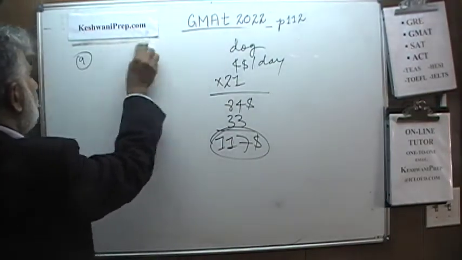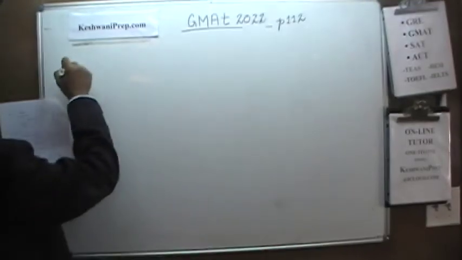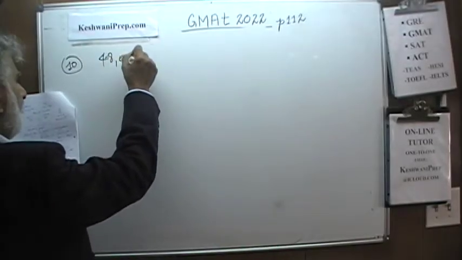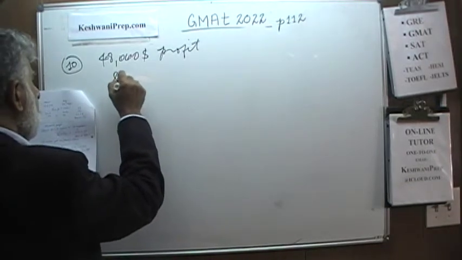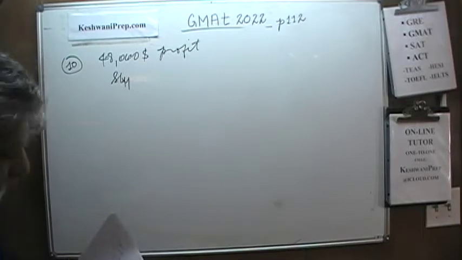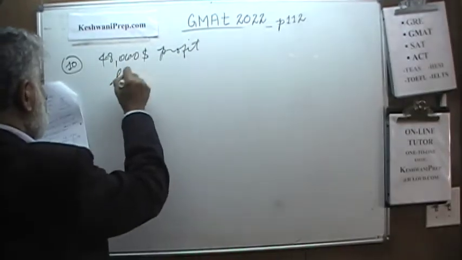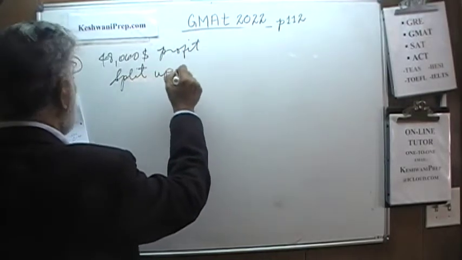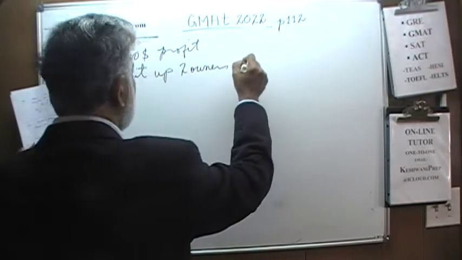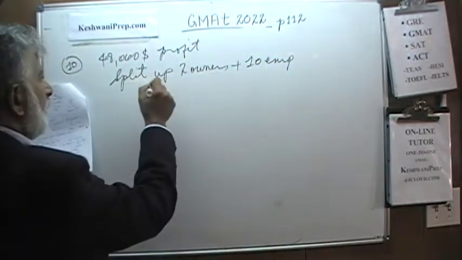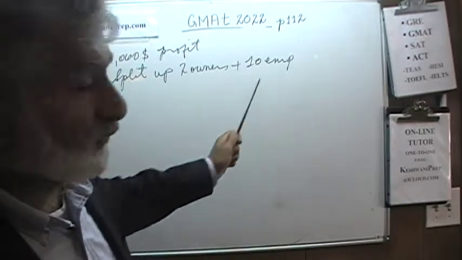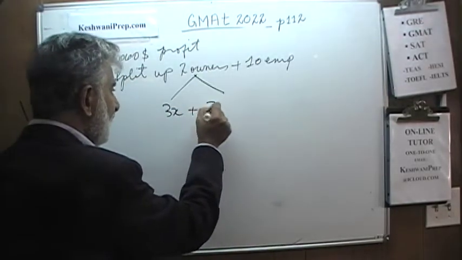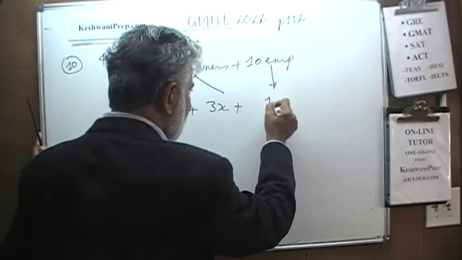Number 10. In number 10, we are told that we're going to have $48,000 in profit. And profit is going to be split up between two owners and 10 employees. The owners, we are told, are going to get 3 times a share of what each of the employees gets. So each of the owners gets 3 times the amount. So he gets 3x, he gets 3x, and each employee is going to get just 1 share.